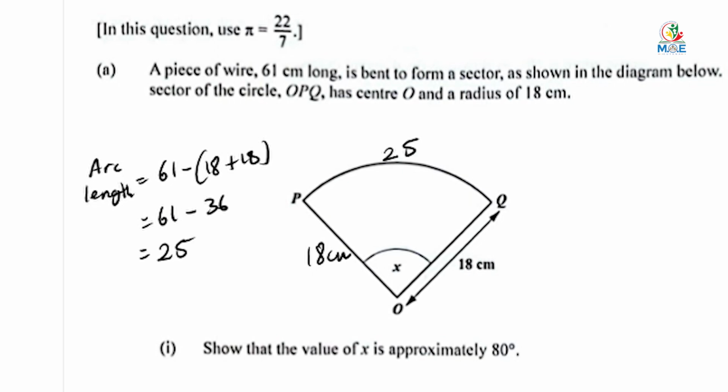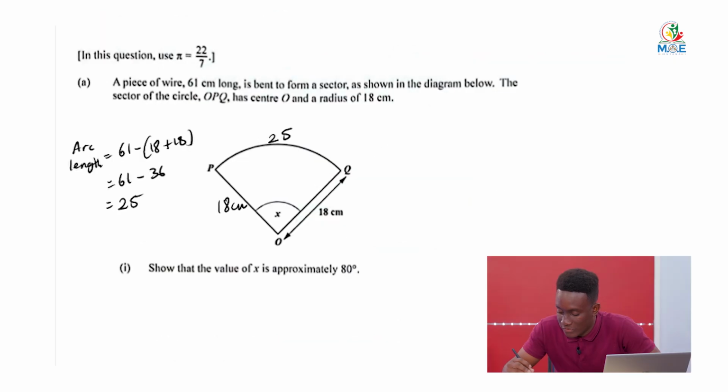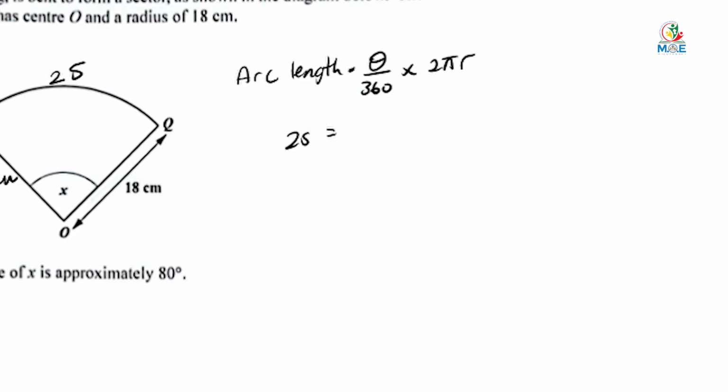Since we have the arc length being 25, and we want to find the value of theta, we know the formula to find arc length is theta over 360 multiplied by 2 pi r. So we know the arc length is 25. So 25 is equal to theta, which is x, over 360 multiplied by 2 times pi, which is, they told us to use 22/7, multiplied by r, which is 18.